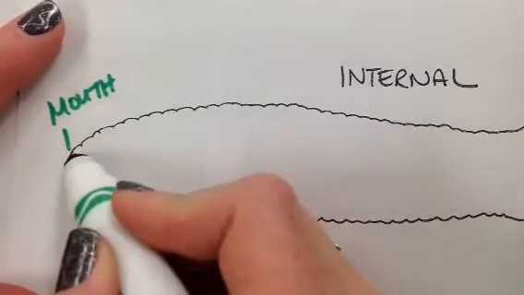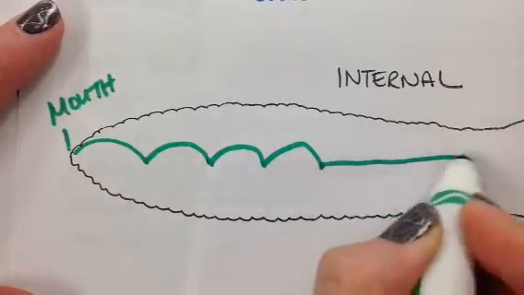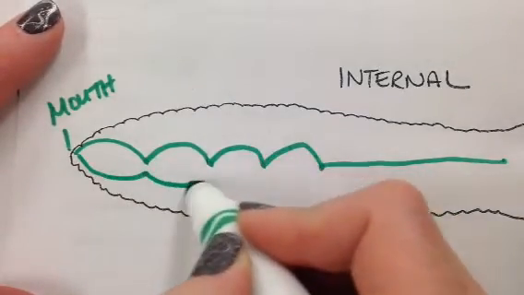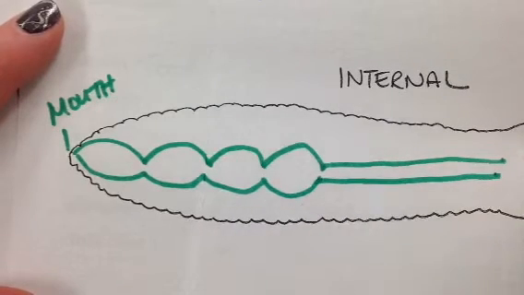So that's pretty much going to look like 1, 2, 3, 4, and then a tube, and then 1, 2, 3, 4, and a tube. And this tube does continue all the way down to the posterior end. However, I'm just not going to take the time to draw it.